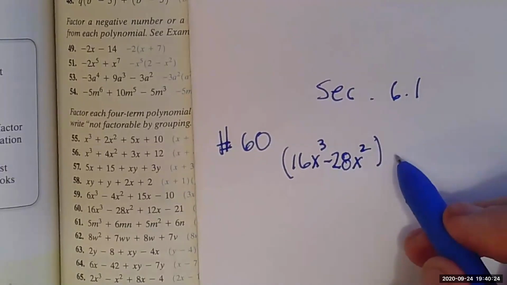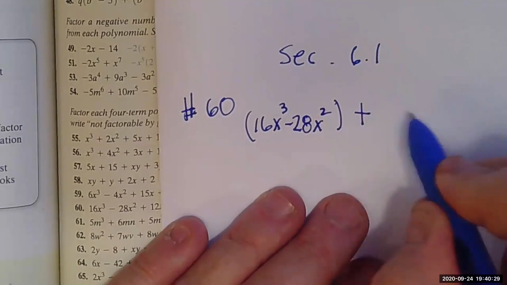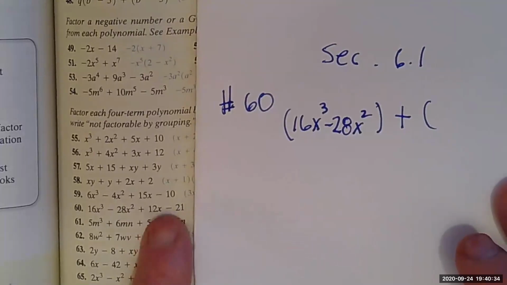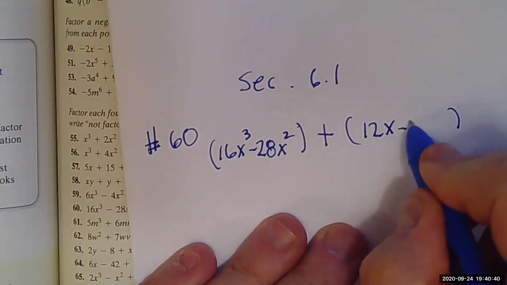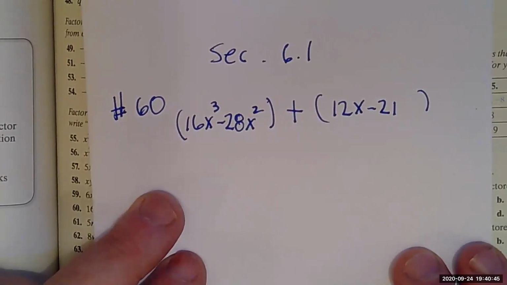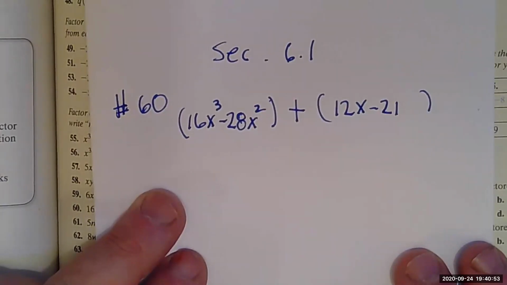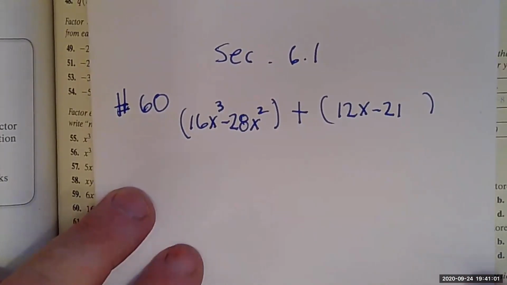Now, what sign is going to go between these 2 parentheses every single time? Plus. Correct. Then you go parentheses here, and the other ones, it looks like a 12x and a subtract 21. 12x subtract 21. You're grouping them into 2 binomials. That is correct. When nothing goes into them. That's correct.